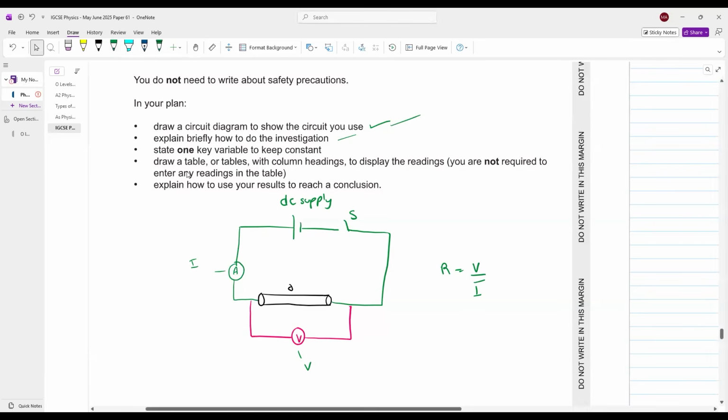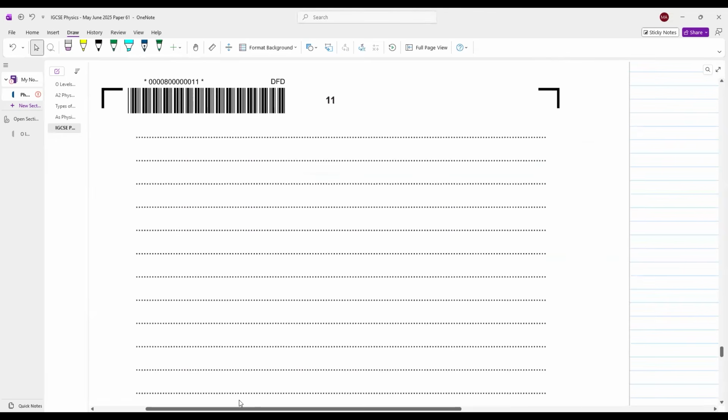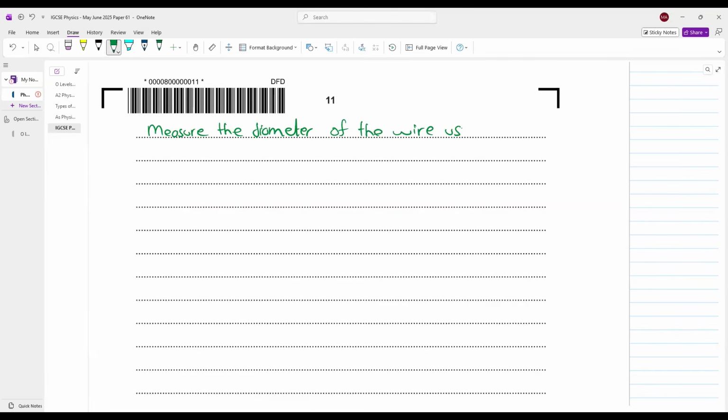Explain briefly how will you do the experiment. चलो explain briefly भी कर देते हैं. How will you do the experiment? First of all, what will you do? You will say: measure the diameter of the wire using a micrometer screw gauge.